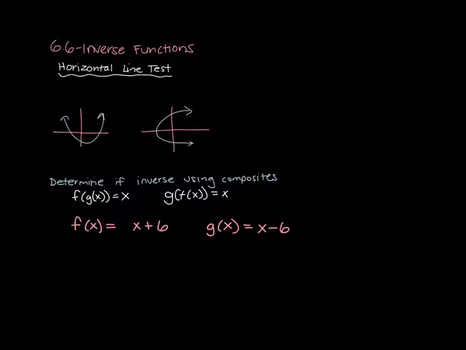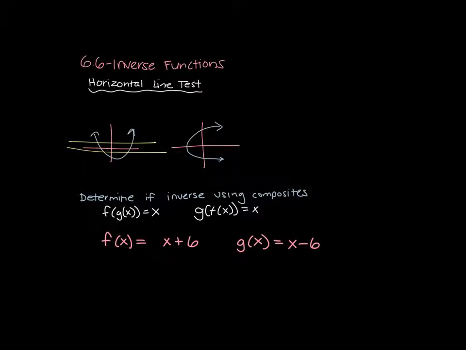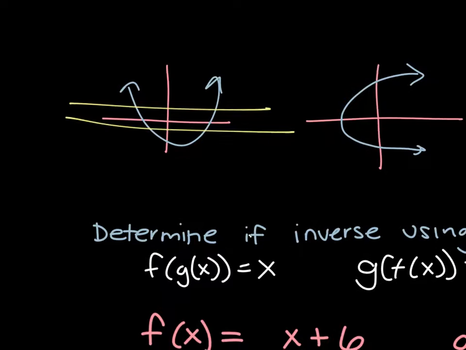So if I were to draw horizontal lines through that first example, are one of those lines gonna hit this graph at more than one point? Yeah, so this function, while this one's a function, the inverse is not a function.